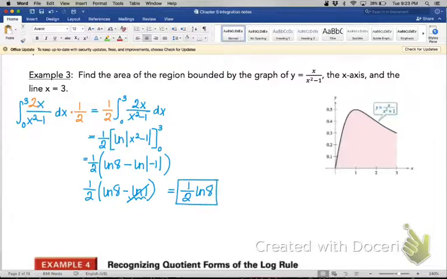That's our exact value here. If it wanted an approximation, then you could go ahead and plug that into your calculator. But I think that's just fine, 1/2 the natural log of 8. Okay?